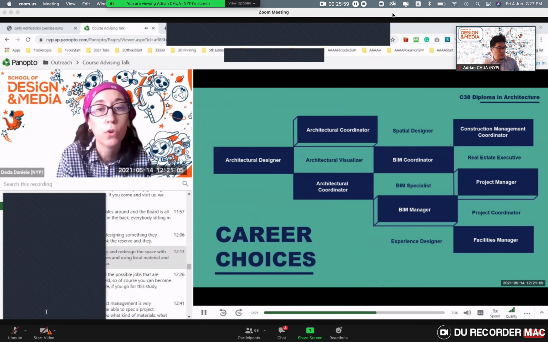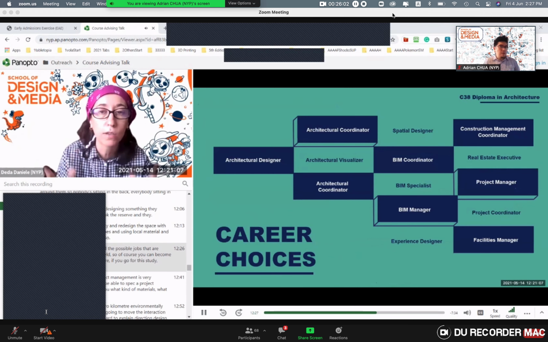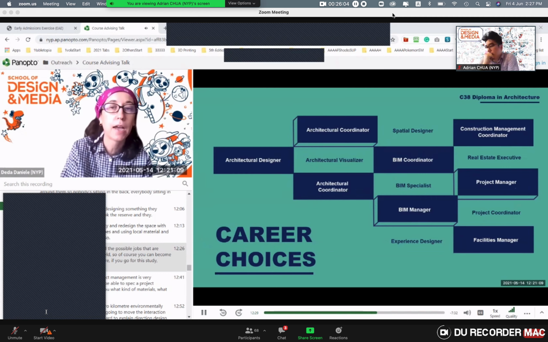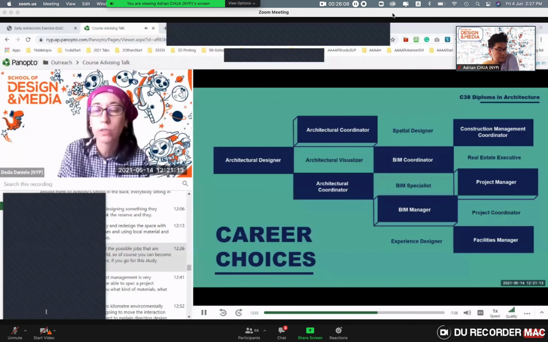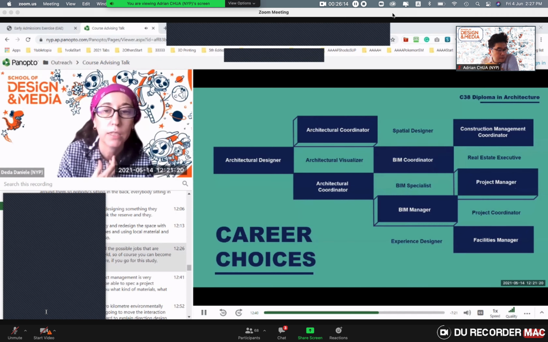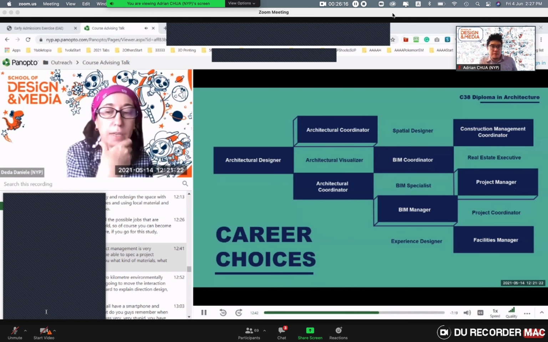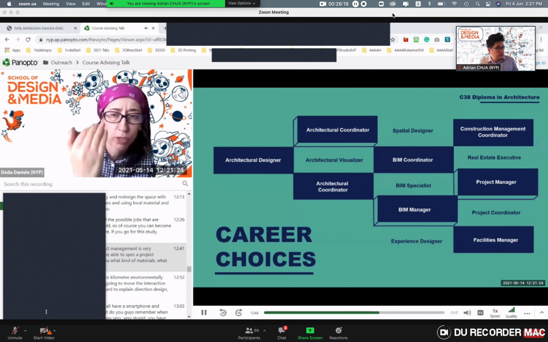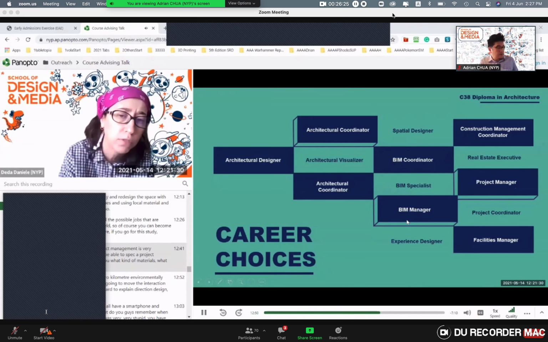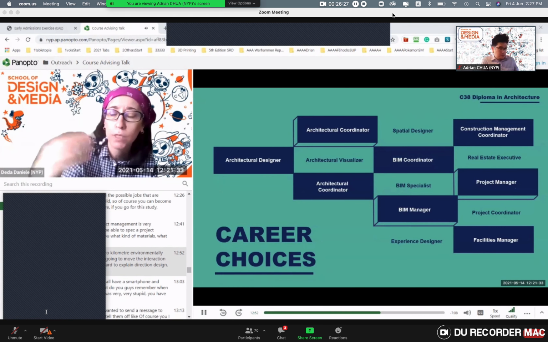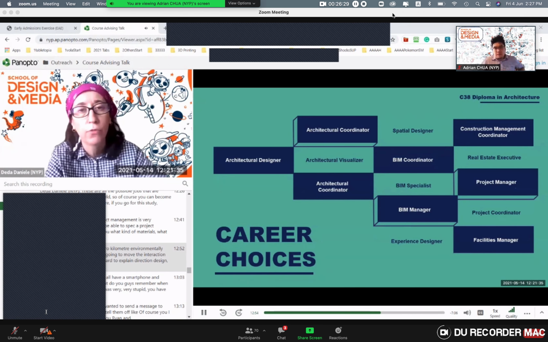All right, so these are all the possible jobs that are available to you in this kind of field. So of course you can become a spatial designer and architect if you go for further study, especially in university. But project management is very important because you need to be able to spec a project, knowing how much it will cost you, what kind of materials, what kind of resources you need. Try to be zero kilometer, environmentally friendly, and so on.